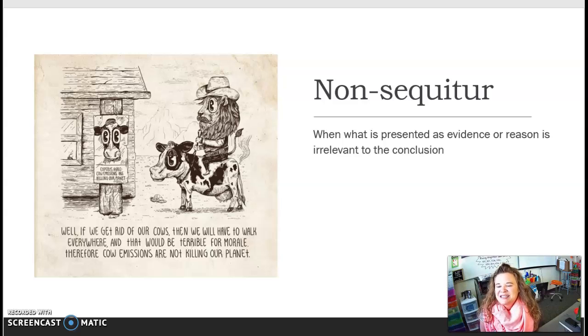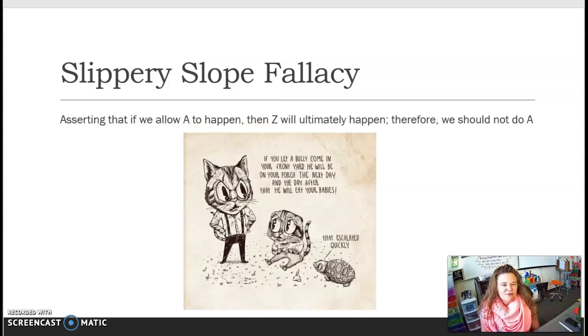Non sequitur: when what is presented as evidence or reason is irrelevant to the conclusion. Well, if we get rid of all of our cows, then we have to walk everywhere, and that would be terrible for morale. Therefore, cow emissions are not killing our planet. It doesn't line up. Your conclusion is irrelevant. What you said doesn't make sense. Pause this video and write your own example.